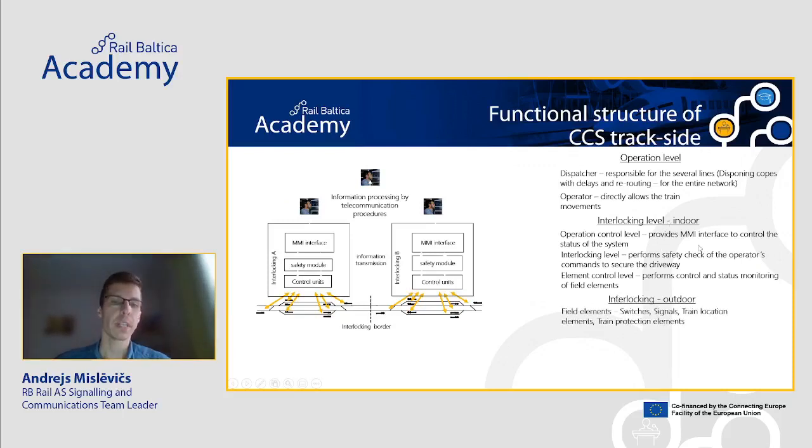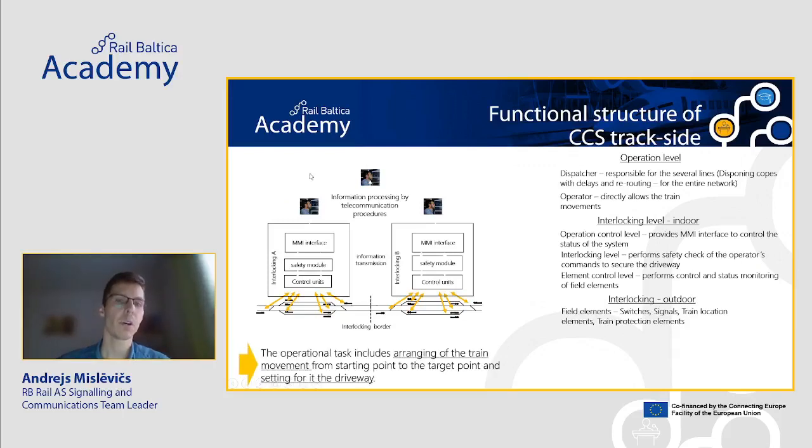The field elements themselves are located along the track, and they consist of switches or turnouts, signals, train location elements, and train protection elements. And the task of the operator is to arrange the train movement from a starting point to the target point by setting for it the driveway.